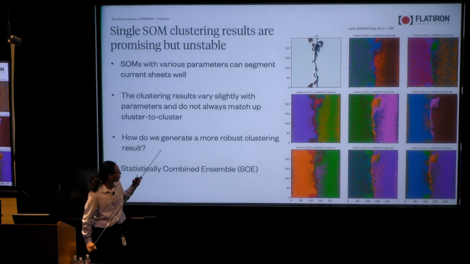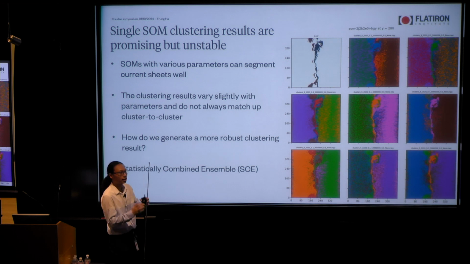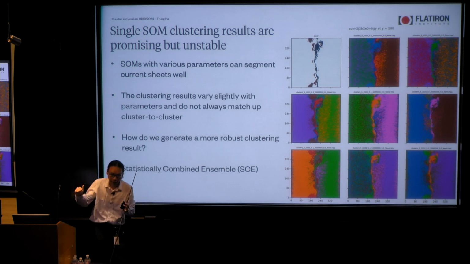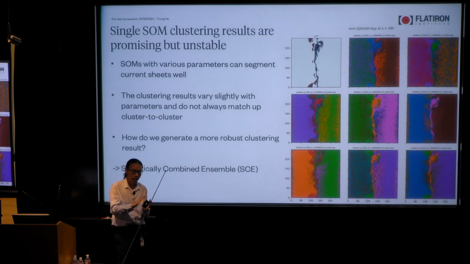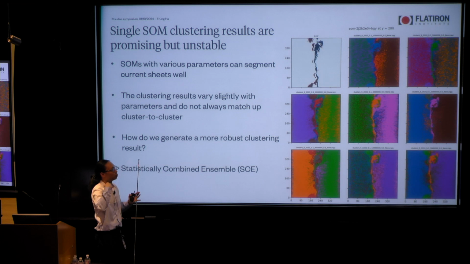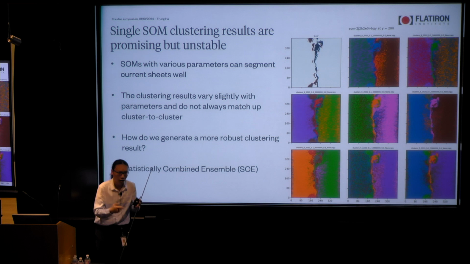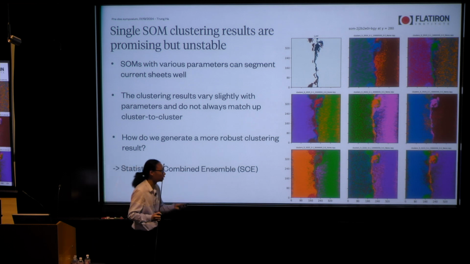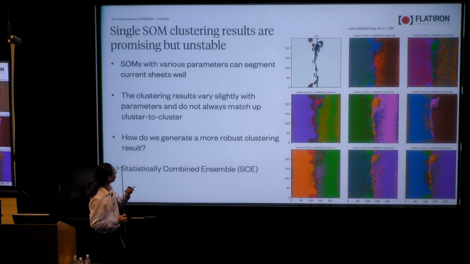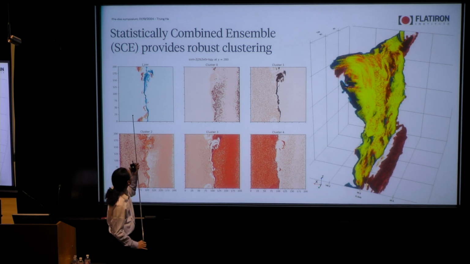The statistically combined ensemble is a method that was developed by Busov and Attila, and they do that by running multiple realizations of the SOM with slightly different parameters and then stacking them on top of each other. By stacking them, you get a general signal strength of each of the clusters, and from that signal strength, you can get the final clustering results. So this is the result of doing this SEE.